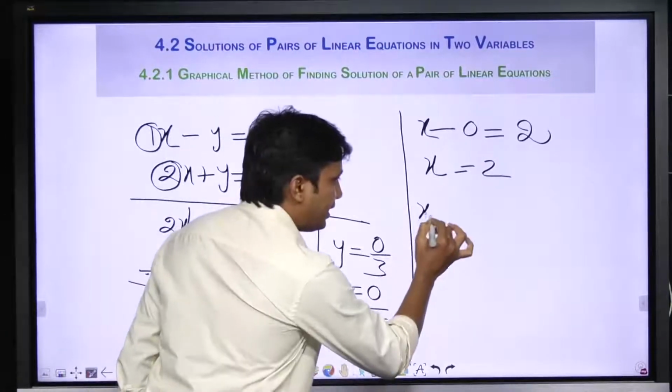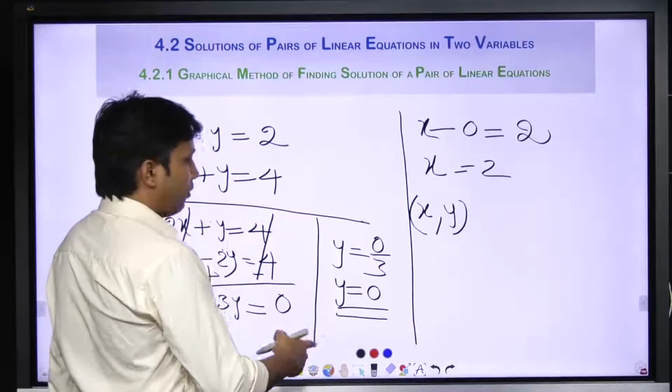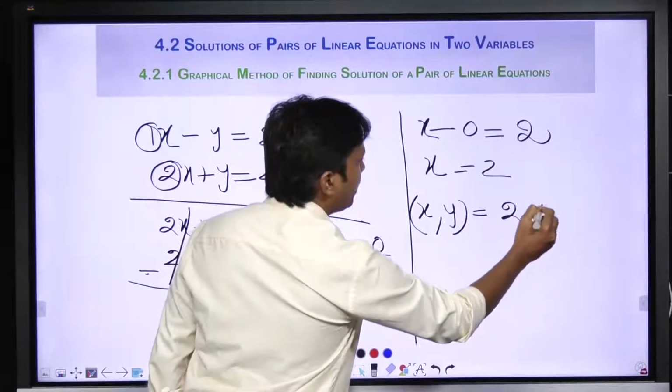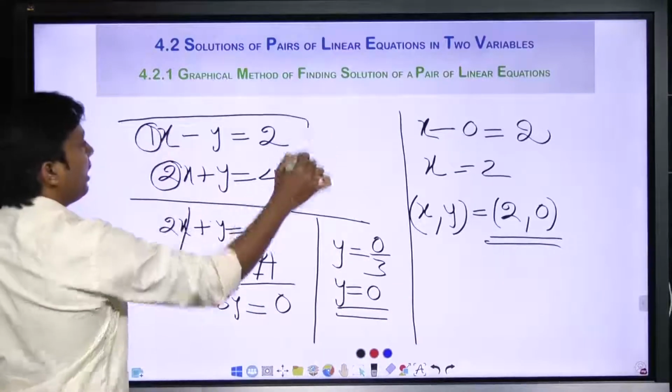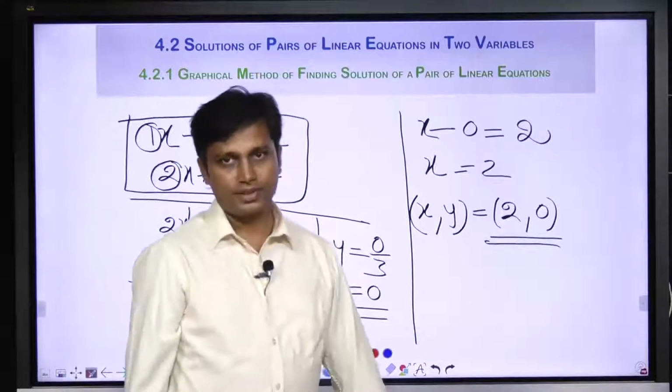So what is the solution? The solution is an ordered pair of x, y. The x value is 2 and the y value is 0. So the solution for this pair of linear equations is (2, 0).